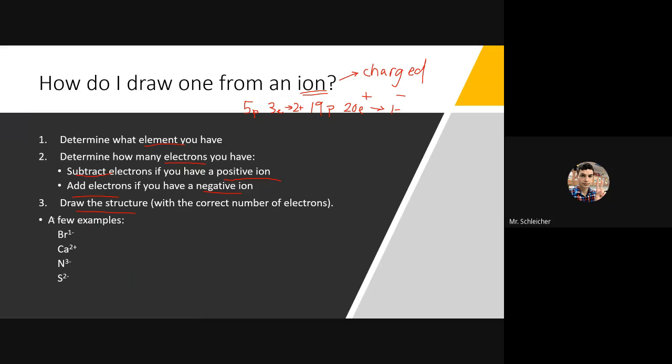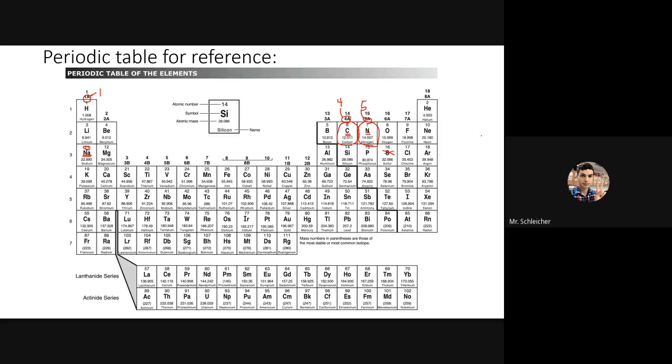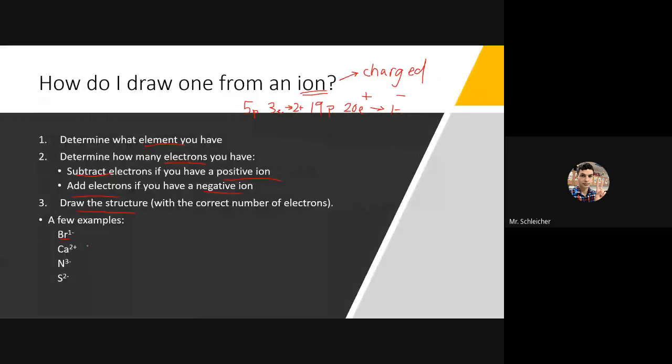So let's look at some examples. We have Br 1 minus. We've got to look at the periodic table to see where bromine is. Right here, it's in group 7A, so it'll have 7 valence electrons, but it has a 1 minus charge. So we're going to draw Br with 7 valence electrons around it. So there's 7, but because there's a 1 minus charge, we add 1 more electron. So I'm going to add 1 more there.